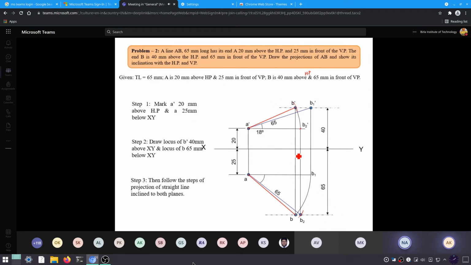Yes. Or they will ask for front view inclination and top view inclination, or apparent inclination. So there you should read the question carefully and you should be able to understand what they have asked for, right? Yes sir, got it. Okay. Anything else?